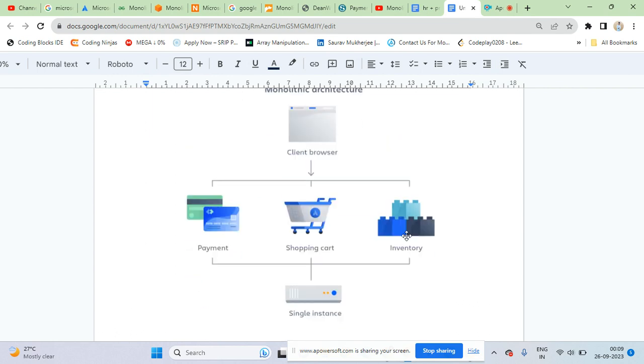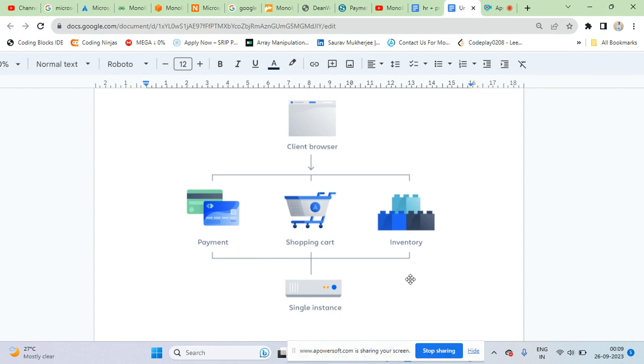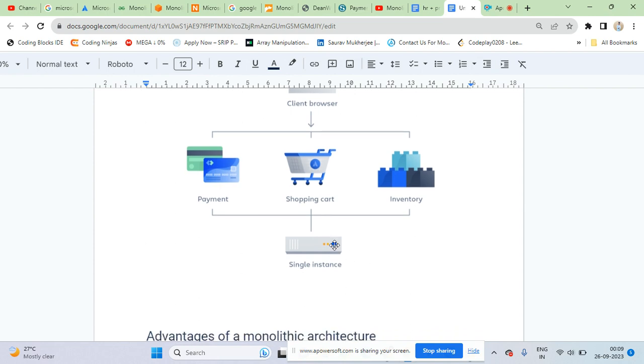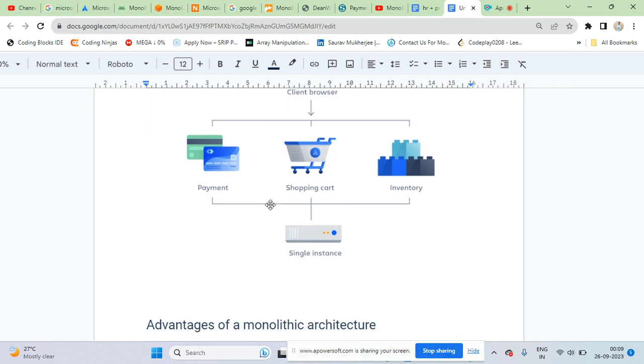So this is browser, payment, shopping cart, inventory, as a single instance. A single server is handling your shopping cart, payment, and inventory as well. So this is the monolith. This is how you design the back end of the system: it is handling everything.